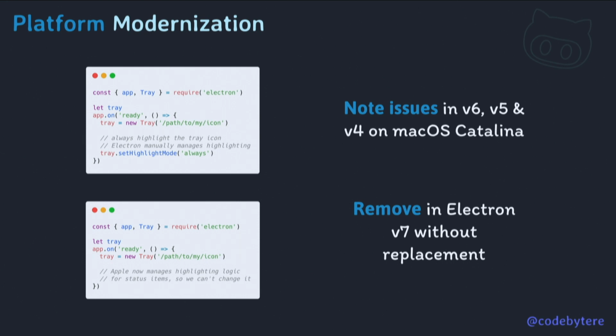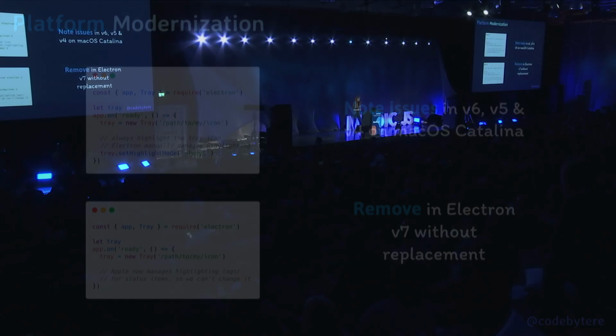We ended up, as a result, removing this method from the tray module in Electron version 7 since at the time, it was in the early stages of beta, which meant that we didn't feel we'd be breaking our API contract by doing so.